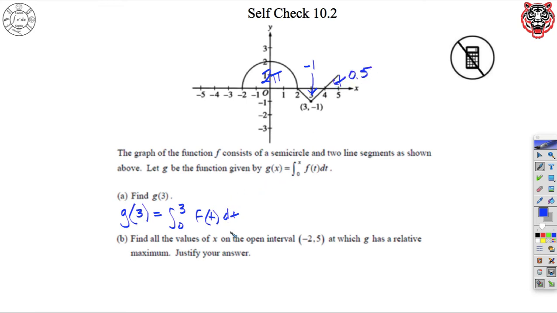All right, we need to find all values where we have a relative maximum. Again, relative maximum is based off of our definition last time. You're not going to solve for A?